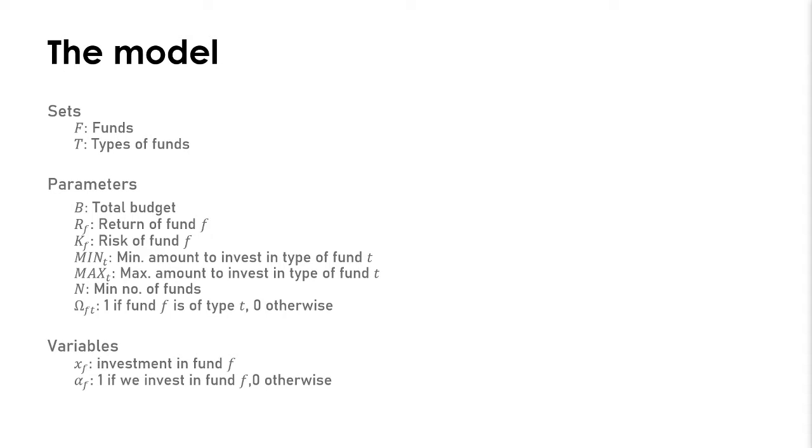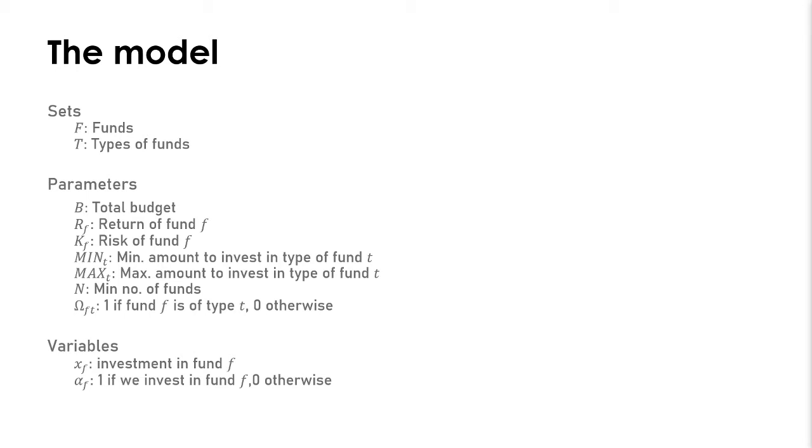In this case, those are B, which is the total budget that we cannot exceed, and the returns and risk per each fund. So we have this index F because we have two values, one for risk and another for return, per every fund. And then we have the maximum and minimum values of the money we want to invest per type of fund. So in this case, we have two values per type, not per fund. And then we have the minimum number of funds we want to invest in.